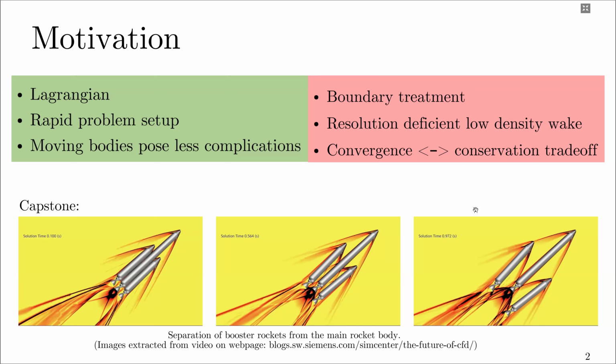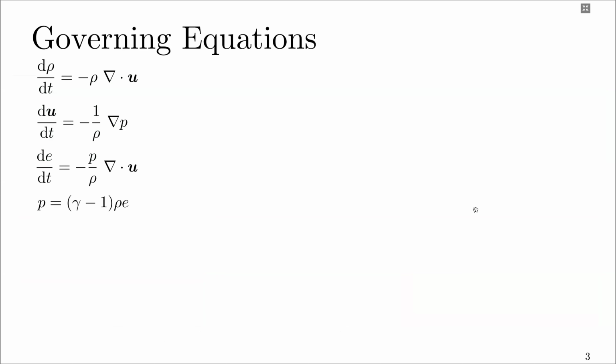But SPH comes with its own disadvantages. The boundary treatment method is not robust. Since the particle density is tied to the actual density, low density wakes are resolution deficient. And there is a convergence conservation trade-off. So we'll be focusing mainly on mitigating these disadvantages of SPH. These are my governing equations: simple Euler equations, no viscosity, plus an equation of state.